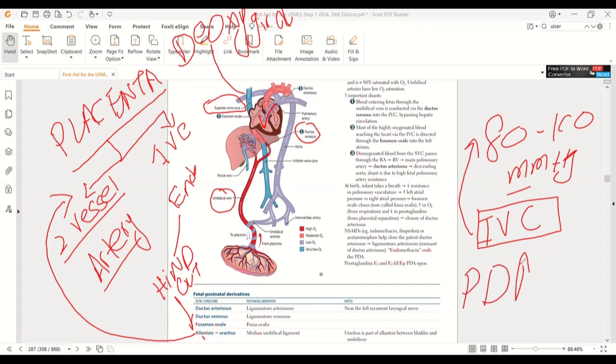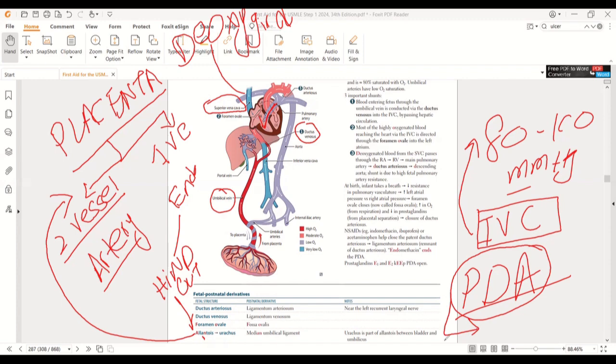Okay, so what happens in the PDA? This connection between the pulmonary artery and descending aorta is not closed. It is patent, right? So can anybody tell me, in PDA, what kind of shunt is present? Right to left or left to right? I think it'll be right to left.